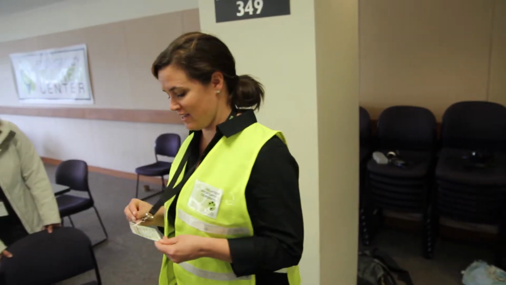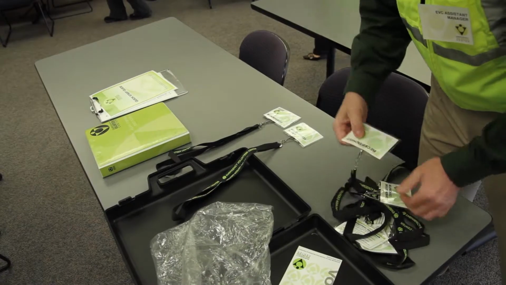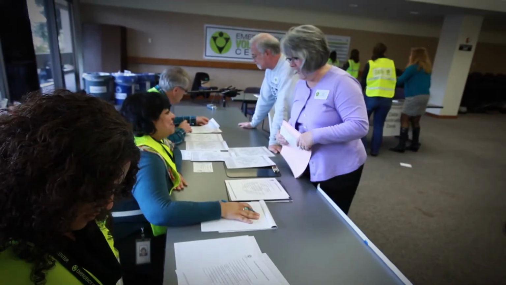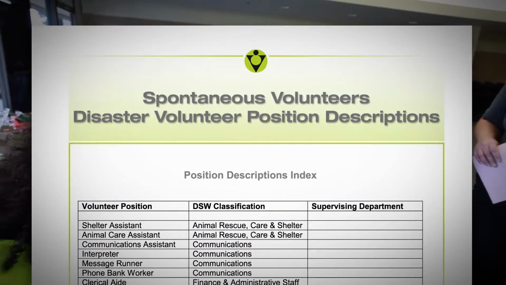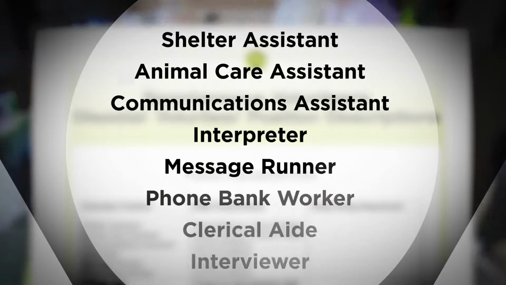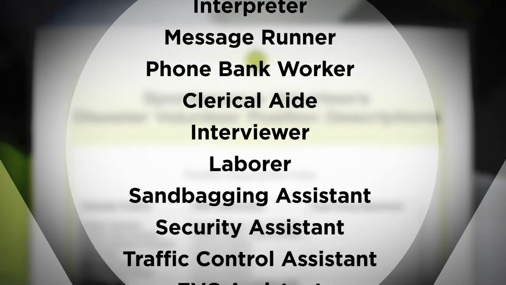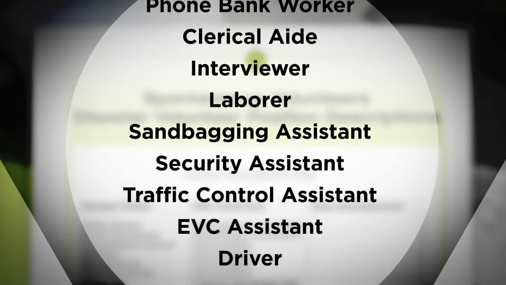Lanyard tags can be used to quickly identify various staff roles. Each of the staff have a badge that they can use. On the back of the badge, it's got their description of what they're supposed to do. It's a quick reference they can turn to. You'll also find descriptions of standardized volunteer positions, such as shelter assistant, animal care, runner, or sandbag assistant.